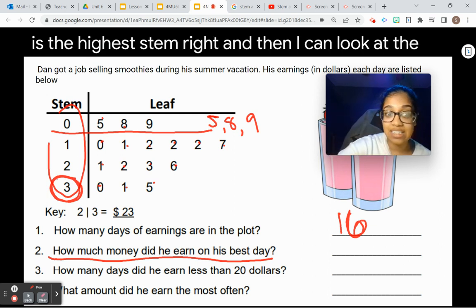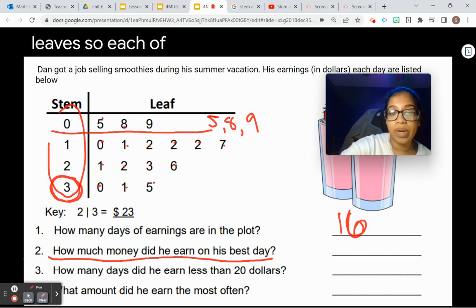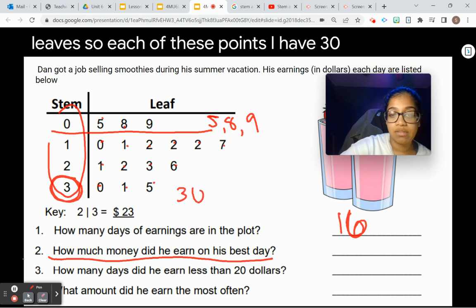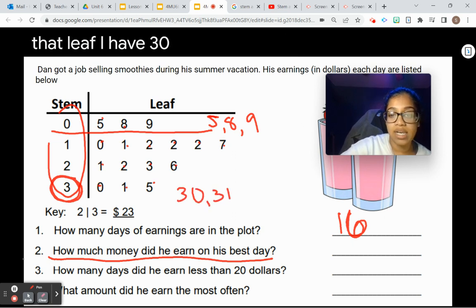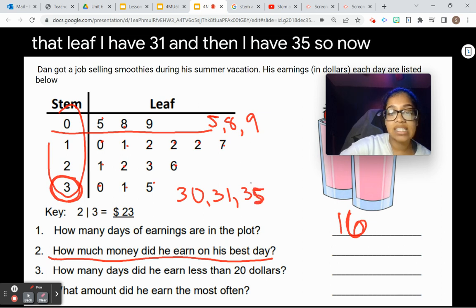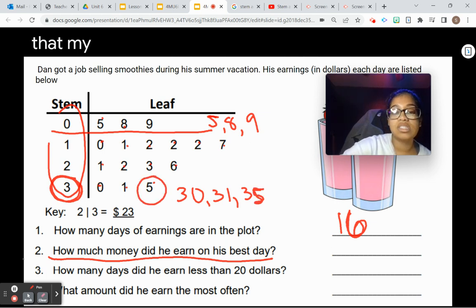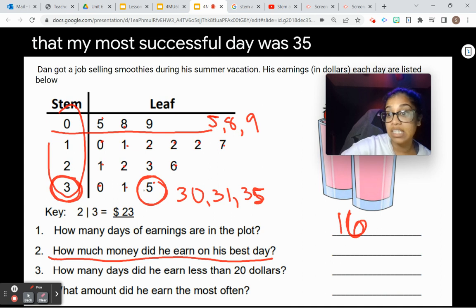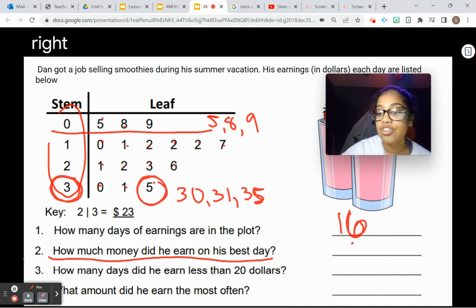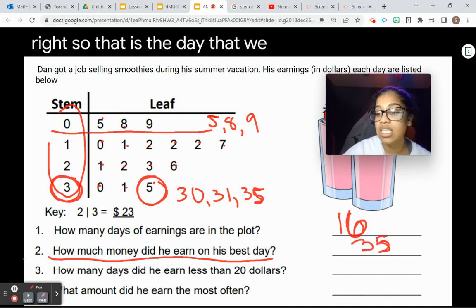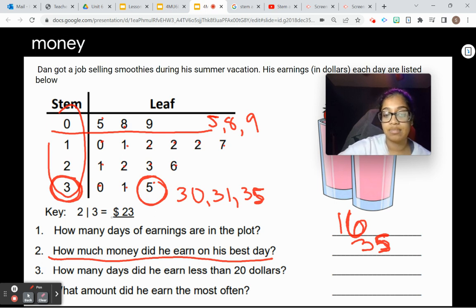And then I can look at the leaves. So each of these points, I have 30 from that leaf, I have 31, and then I have 35. So now I can see that my most successful day was 35, the leaf of 35, right? So that is the day that we made the most money, just looking at our plot.